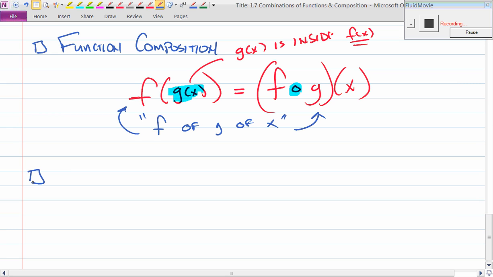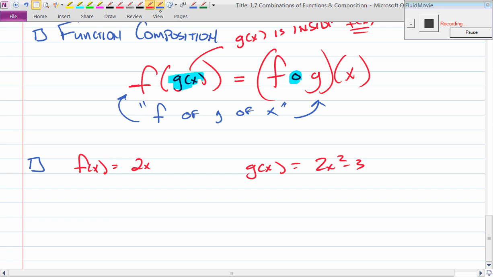All right. Let me give you an example here. Let's say that f of x is equal to 2x. And let's say g of x is equal to 2x squared minus 3. The question then is, what is f of g of 1? F of g of 1.